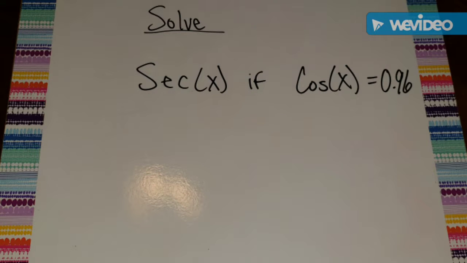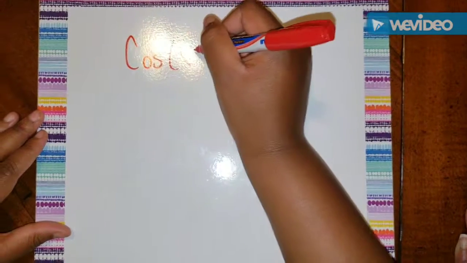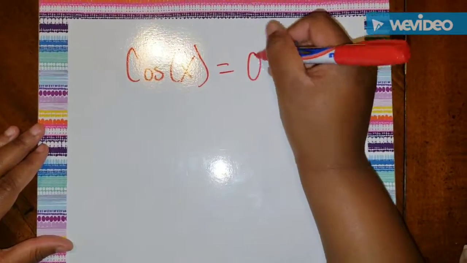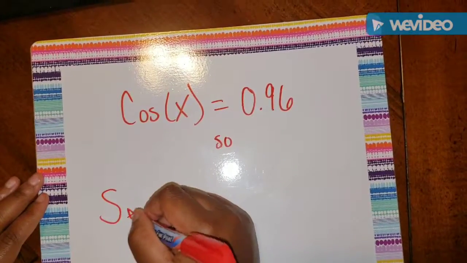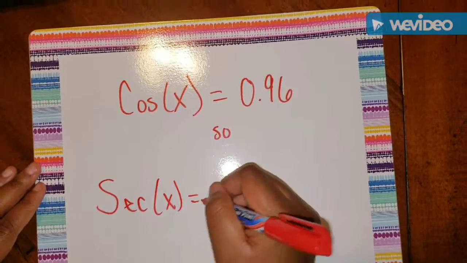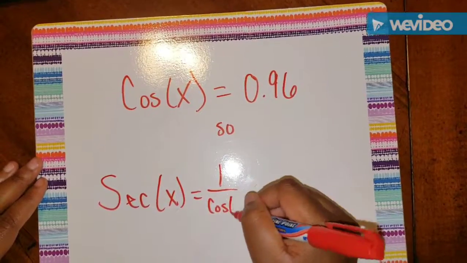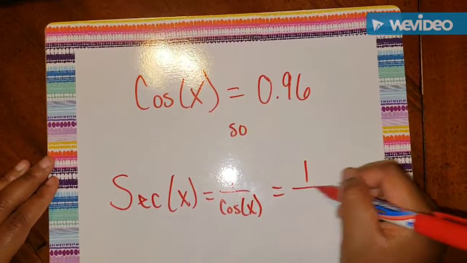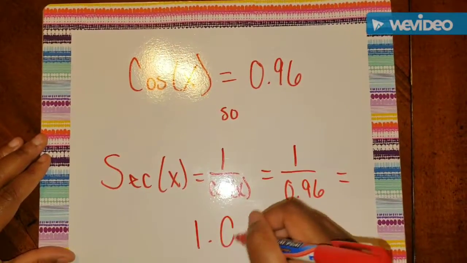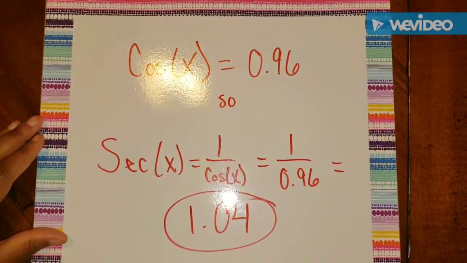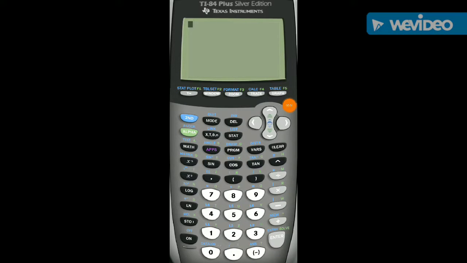All right, now pause the video and try this next one on your own and come back to check your answer. So now we're going to try for cosine, which we'll say is 0.96. So let's try to find the secant of x now. So that's 1 over cosine x, or 1 over 0.96, which is equivalent to 1.04. And again, we're just going to plug that into the calculator and see what it comes out to and make sure we got everything correct.